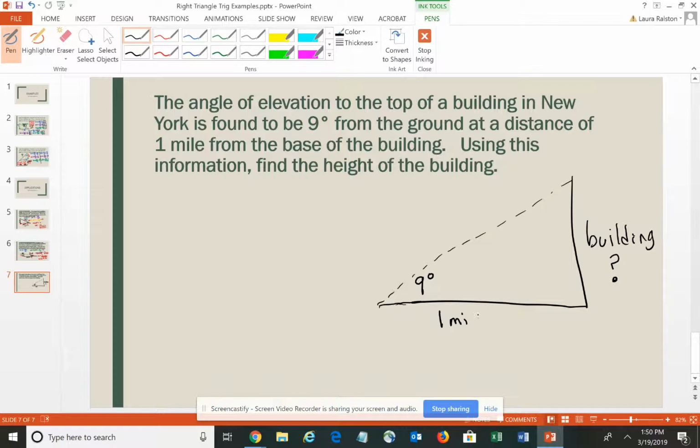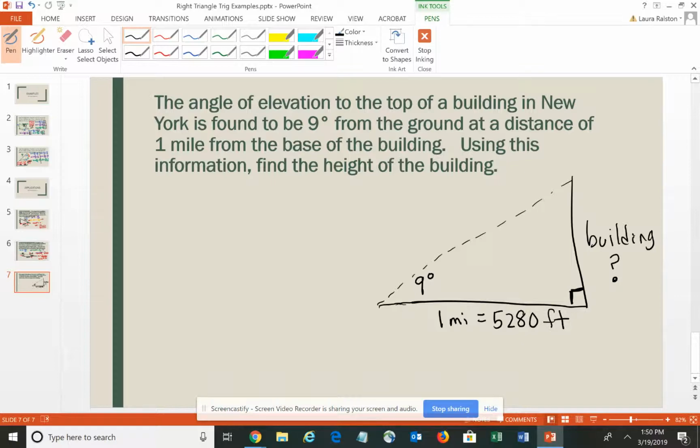Now, typically buildings we don't think about in terms of miles, so I'm going to convert miles to feet. There are 5,280 feet. We usually think about buildings in terms of feet. So I know that 1 mile is 5,280 feet. Again, I have to assume that the building creates a right angle with the ground.